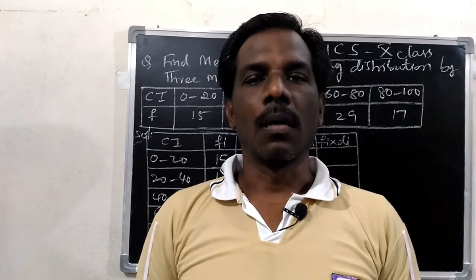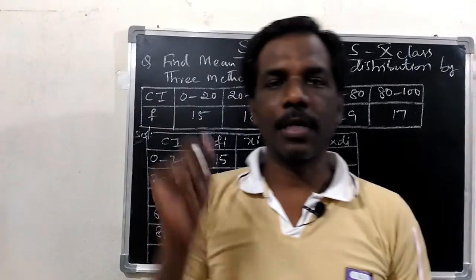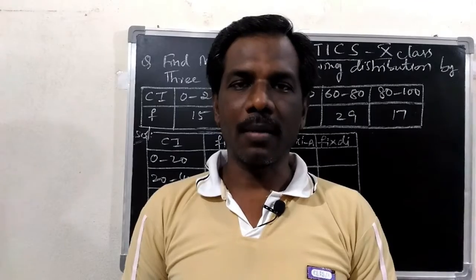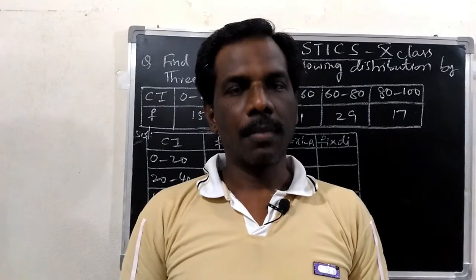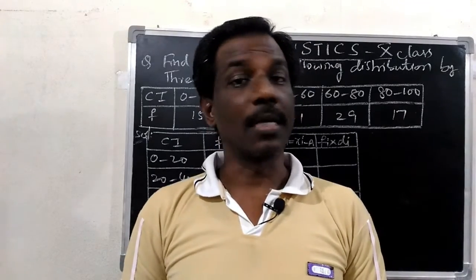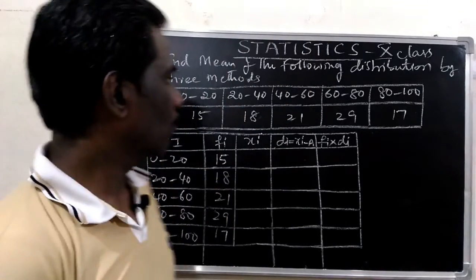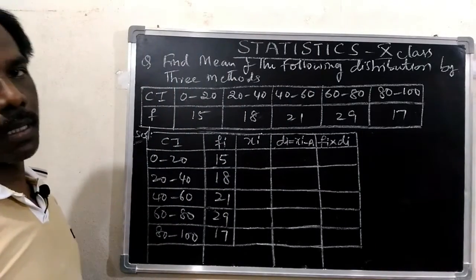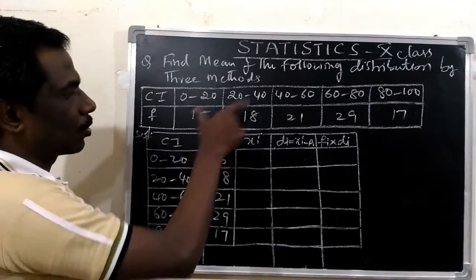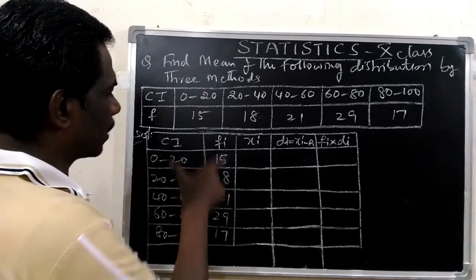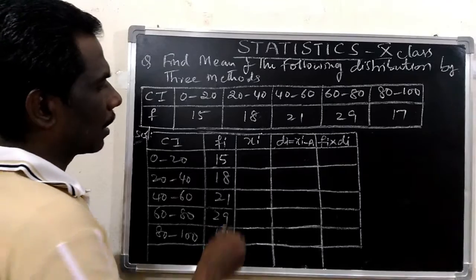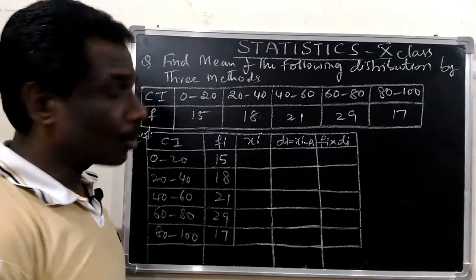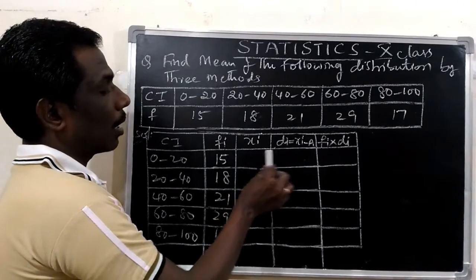Now, for the same table, I am going to find the mean by the second method, that is the shortcut method. See, I wrote the first two columns vertically, and next I prepared 3 new columns: 1, 2, 3.